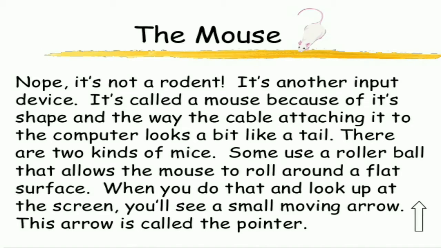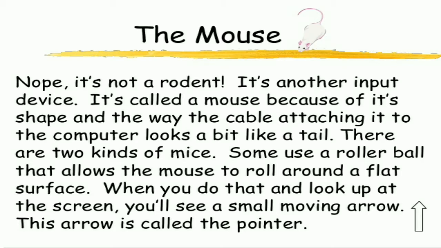Now, the mouse. The computer mouse. It's a computer mouse, so it's not a rodent, it's another input device. It's called a mouse because of its shape and the way the cable attaching it to the computer looks a bit like a tail. There are two kinds of mice.